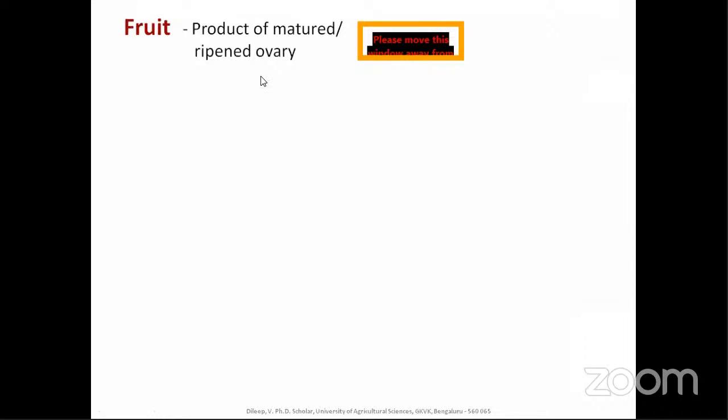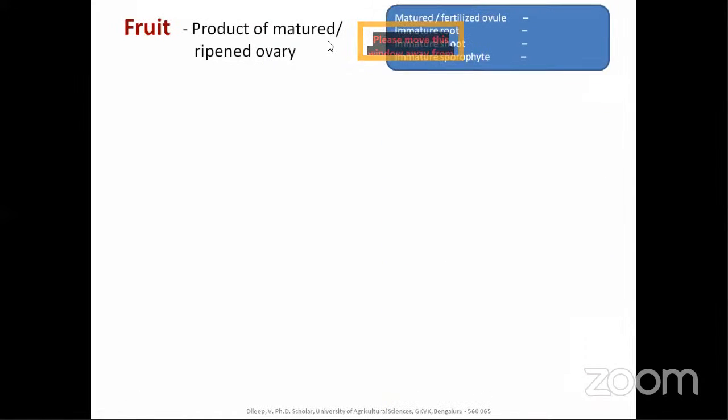So, moving further. What is fruit? We all know that it is a product of a mature or ripened ovary. And what are the other questions that come like this? What is a matured ovule called? A mature ovule is called a seed. And what is the immature root? The immature root is called radicle. The immature shoot is called plumule, and the immature sporophyte is called embryo.